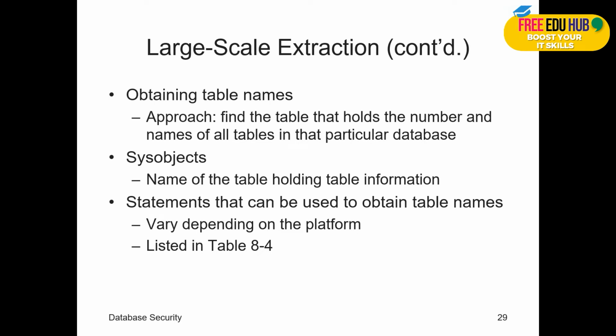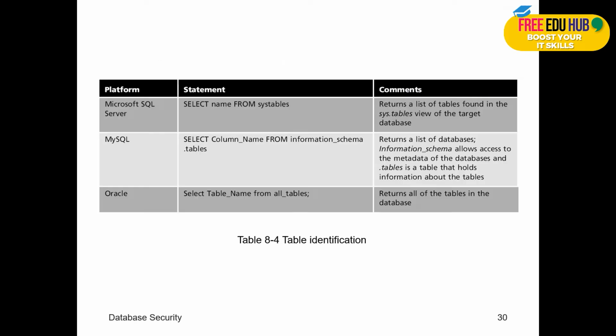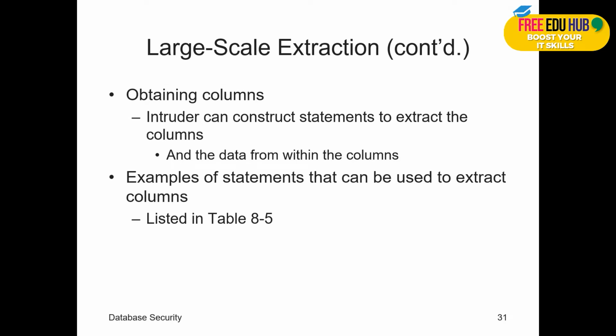Now once that's done, the second step is to obtain the table names. The approach is to find the tables that hold the names of the tables in a particular database. For example, sysobjects has the names of the tables, holding the table information, that is, what is inside those tables. Statements, again: select name from sysobjects in SQL Server. Then on MySQL it is select table_name from information_schema.tables. And for Oracle, select table_name from all_tables.